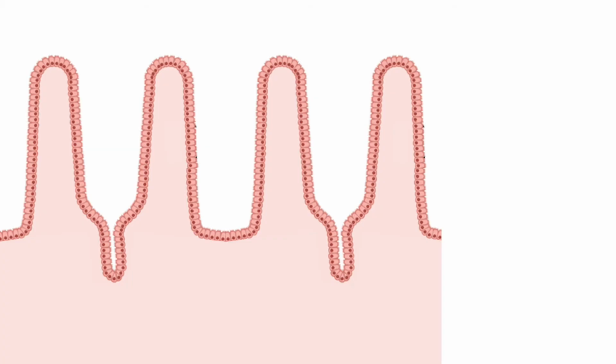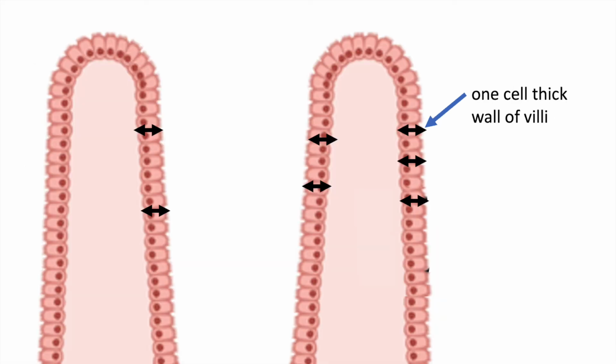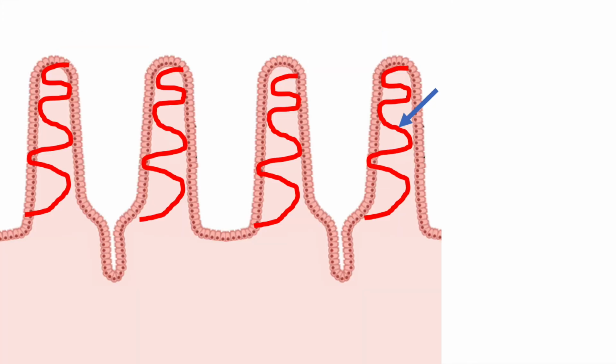I'm now going to go through the other adaptations of the villi. We've got another video that explains adaptations of the villi in full. The wall of the villi is 1 cell thick. This is to increase the rate of diffusion of substances into the blood. The villi has a very large blood supply that carries nutrients away.